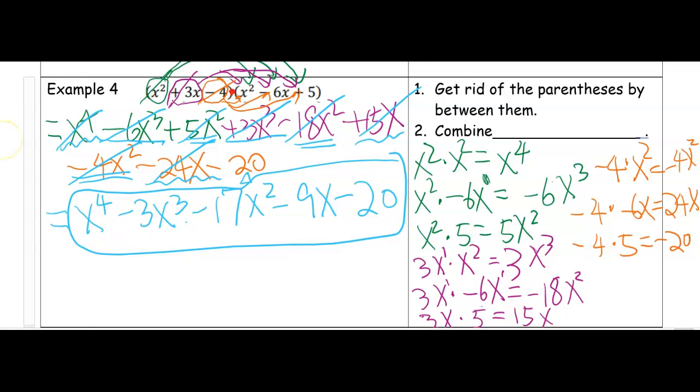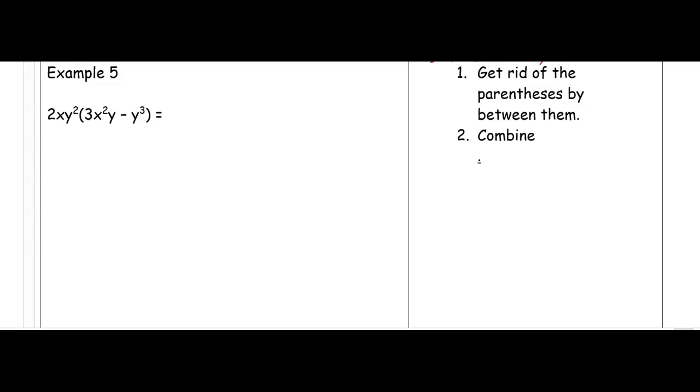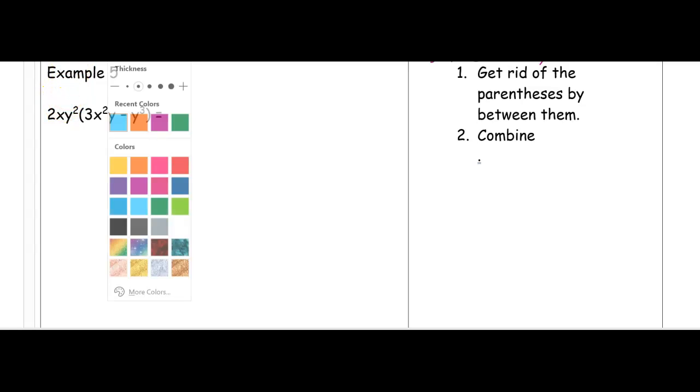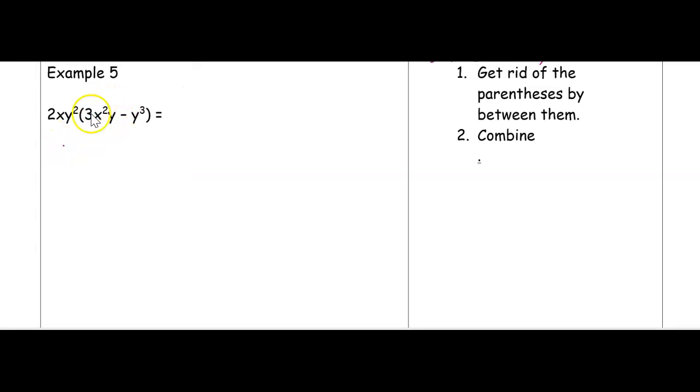Next one, the last one. Okay. This question is short, but it's actually more complicated. So let's look at it. Here you just see one parenthesis and you have a term outside of it. The term is multiplying the parenthesis. So get rid of multiplication. You just need to distribute the guy outside of the house, right? So let's do the distribution.